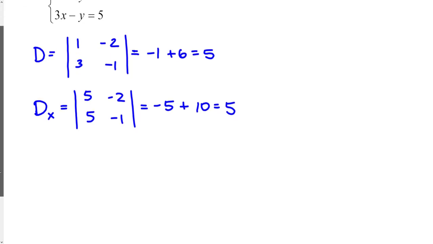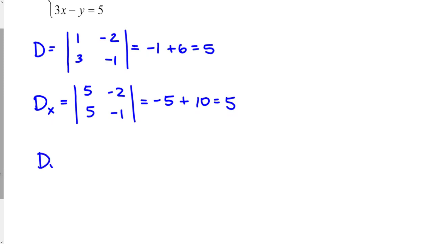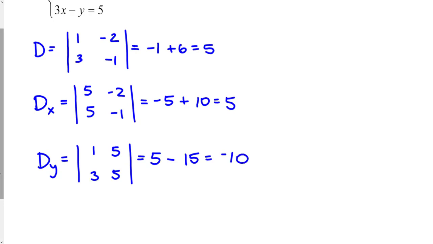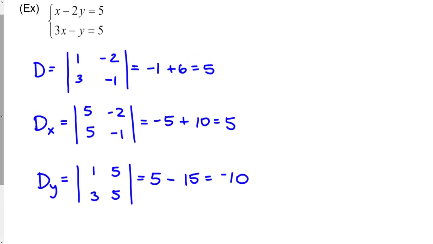which is 5. And then D sub y, we replace the 5 and the 5 in the y column and leave the x column alone and solve for a determinant. So now this would be 5 minus 15, which is -10. So my solution is the x-coordinate. So the x-coordinate is dx over d, so 5 divided by 5.